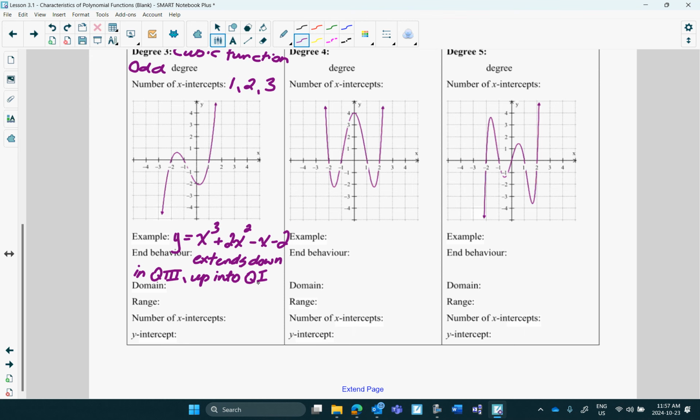Domain, well, we've seen a pattern. For all of these, it doesn't matter what the highest exponent is, the domain's going to be everything. And for this one, the range is going to be negative infinity to positive infinity, because it goes down forever and up forever. This one has 3 x-intercepts, and its y-intercept is at -2.